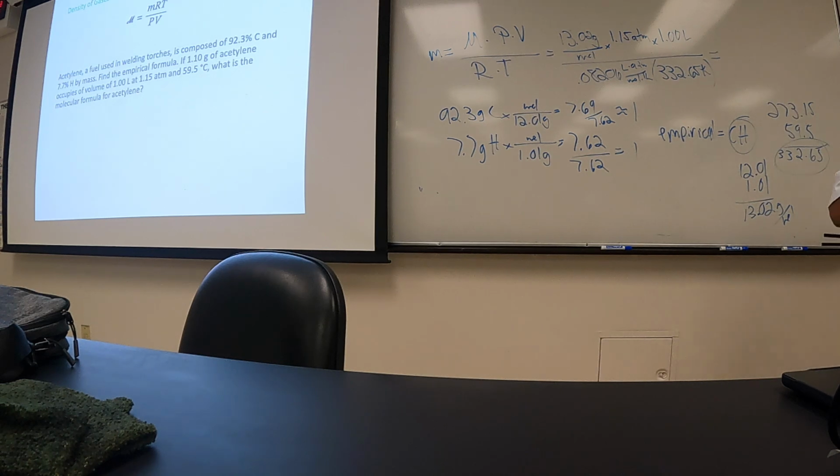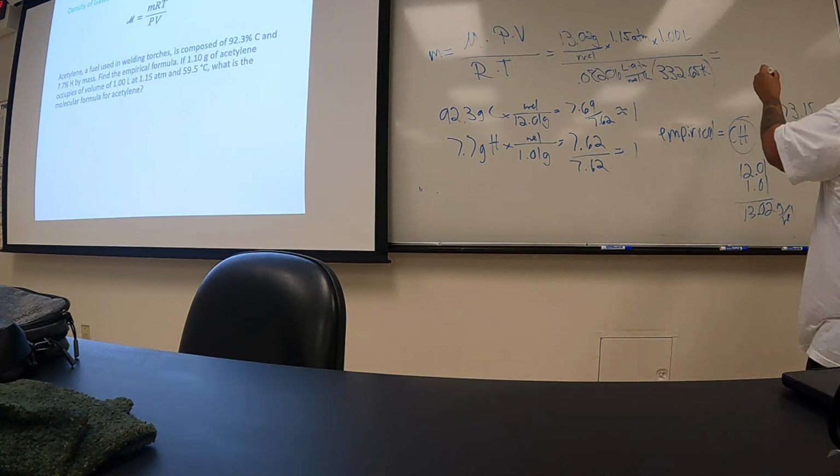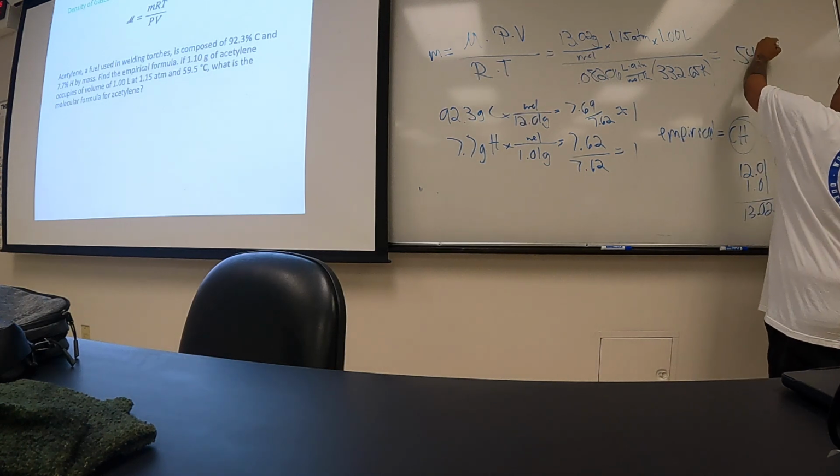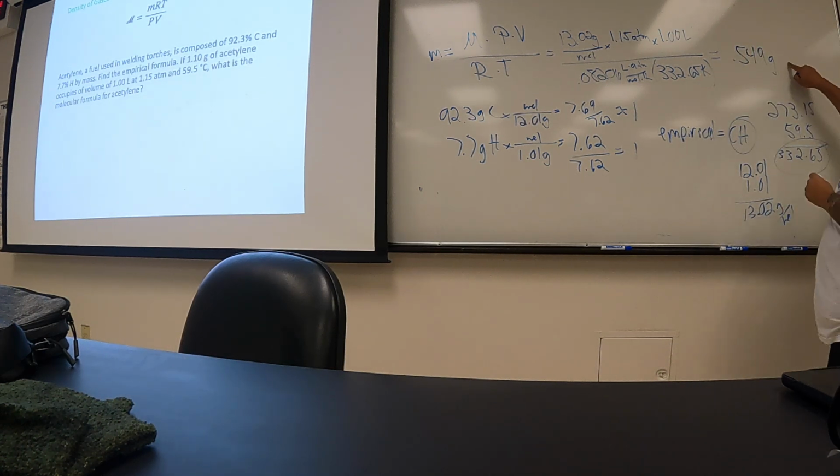Our units will all cancel out, so we can just go ahead and calculate this. 13.02 times 1.15 times 1, divided by 0.08206 times, I'm so sorry, divided by 332.64. That gives 0.549. We'll say 0.549 grams of our empirical formula.